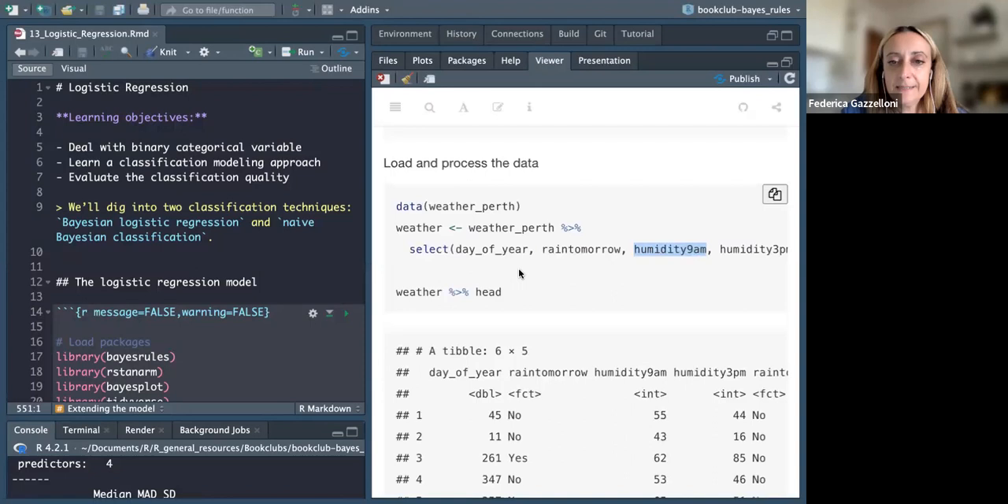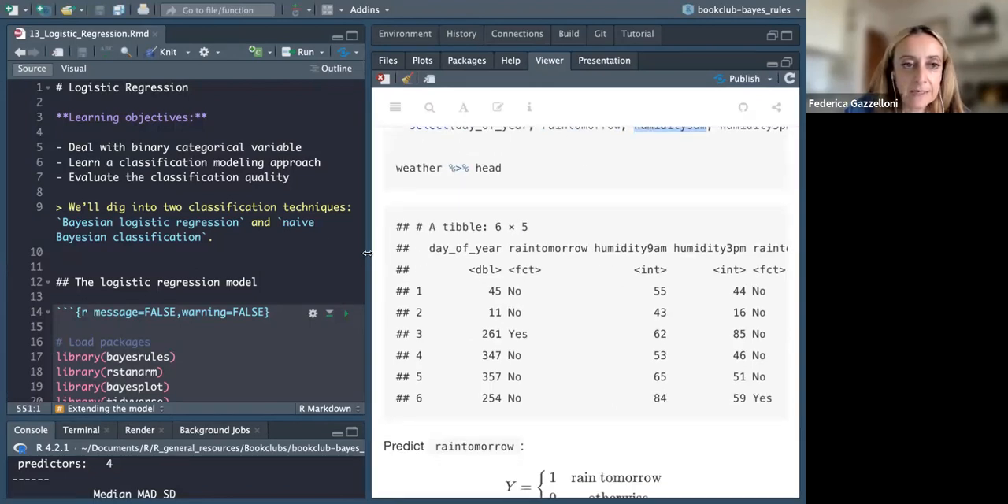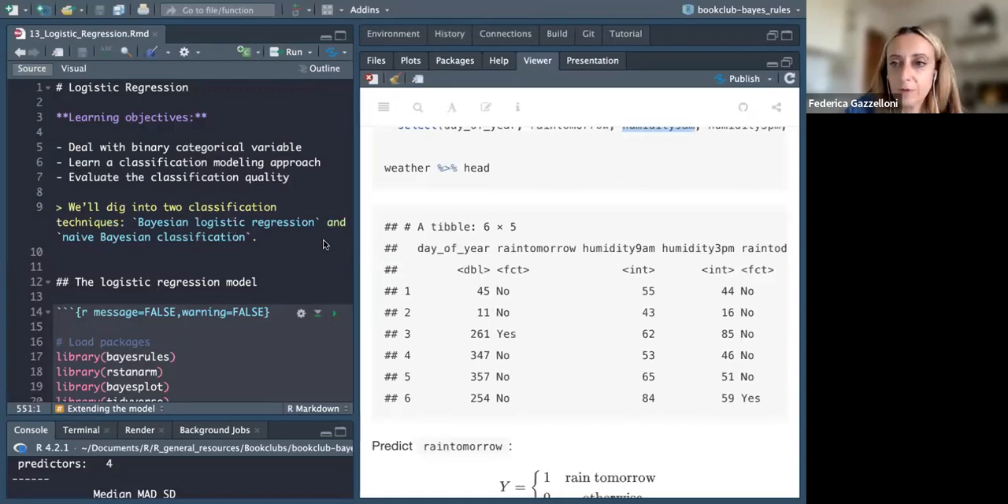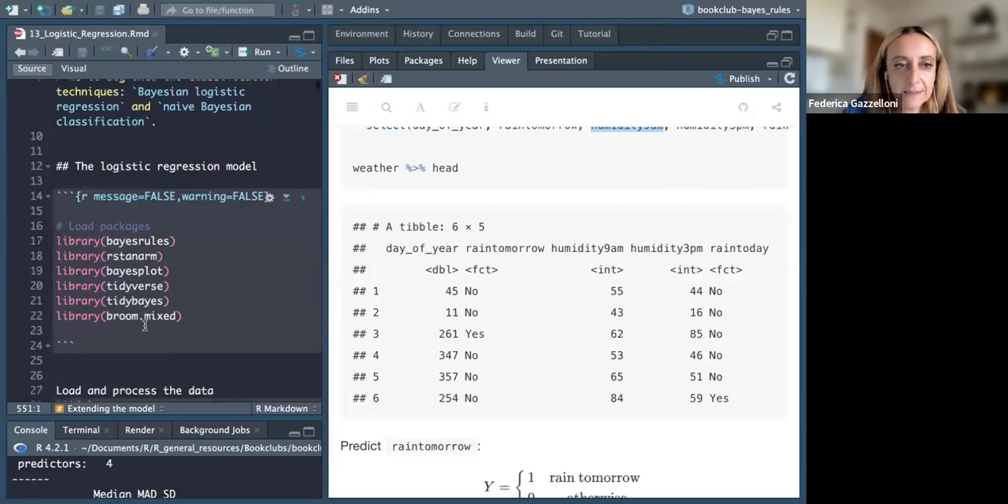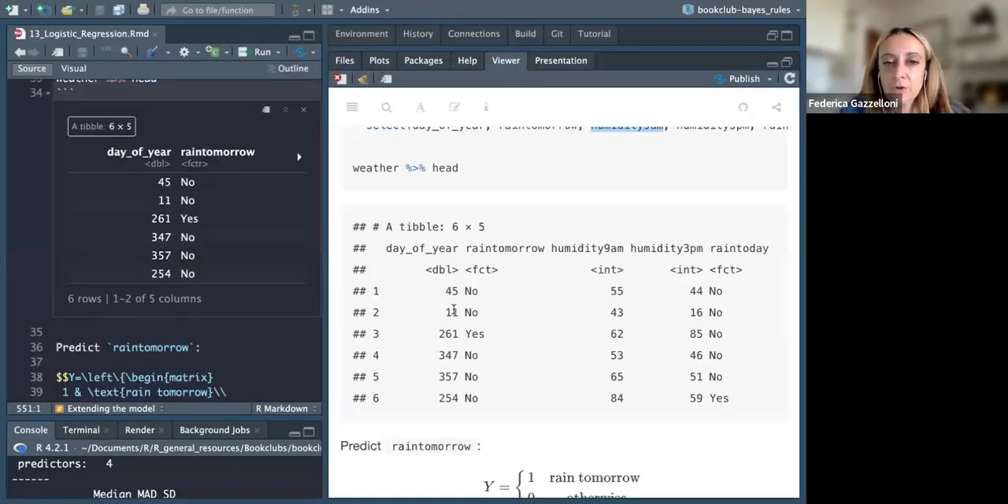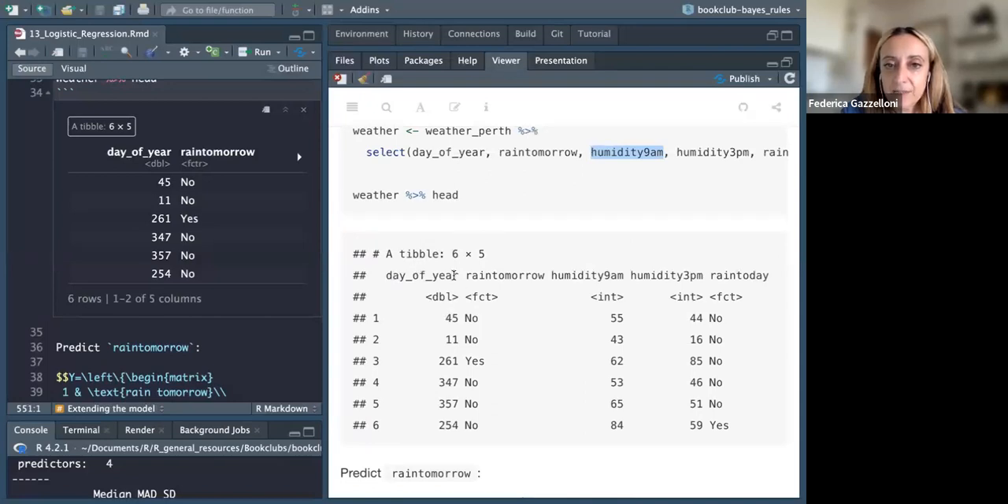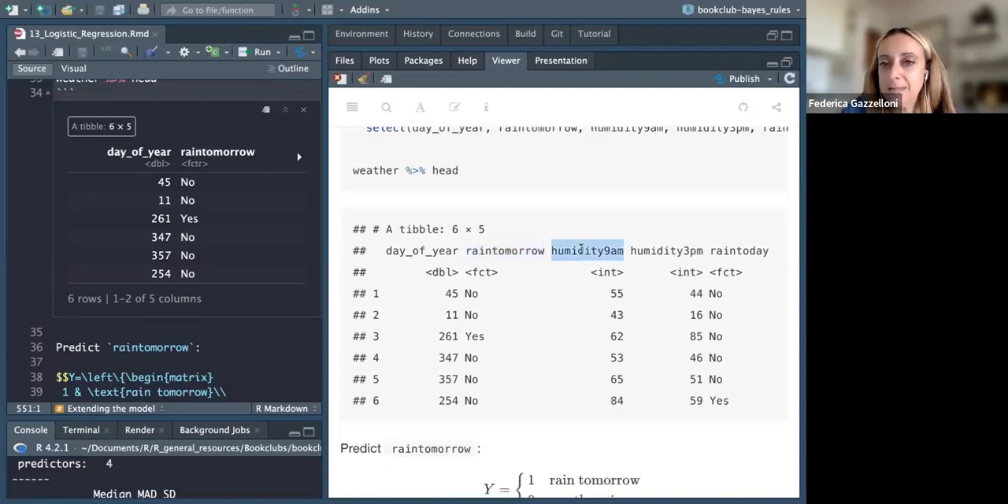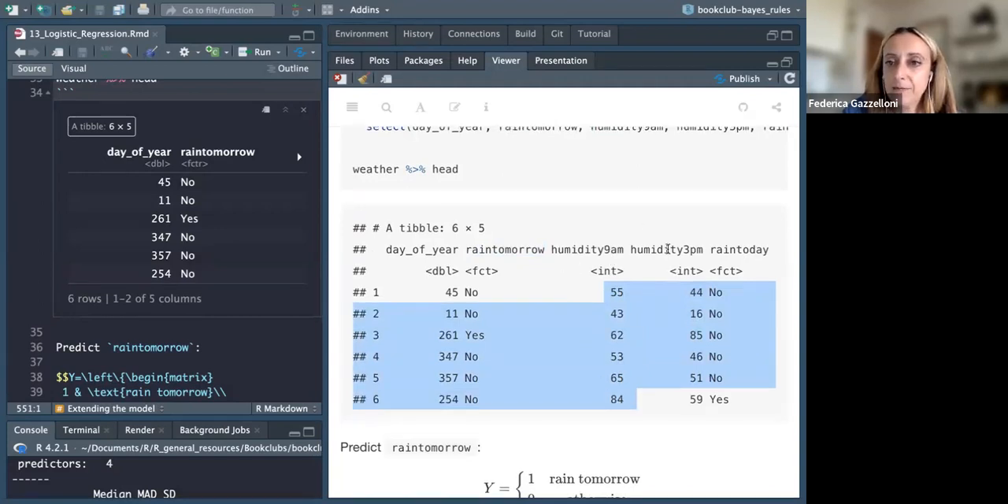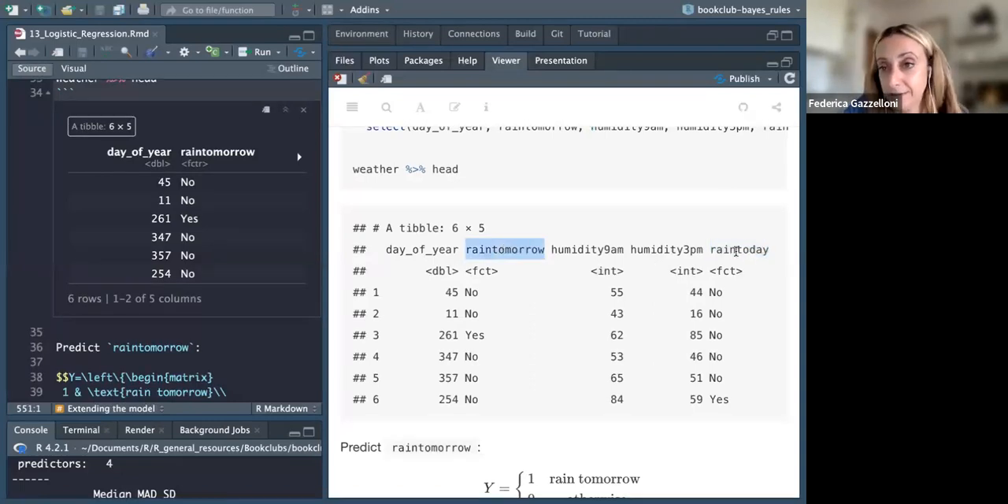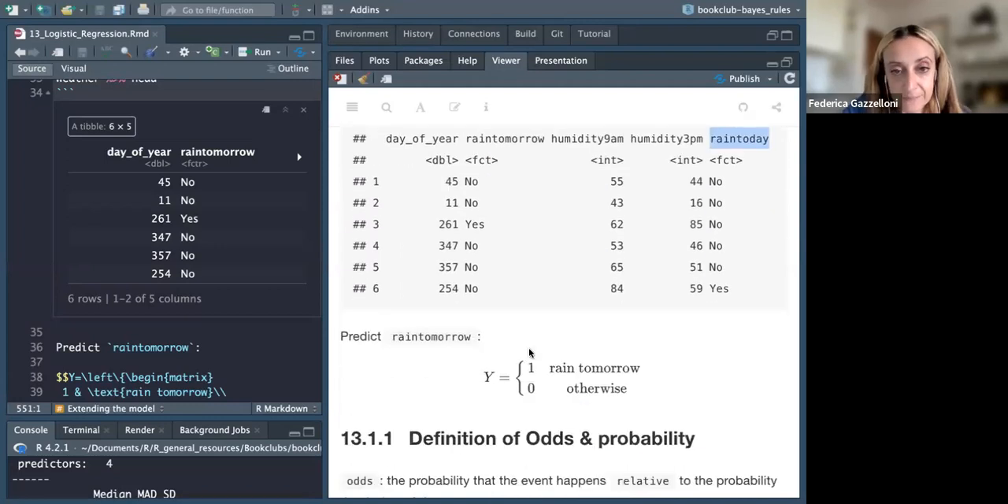Okay, so the data set, I don't know if you find it more comfortable here or in R, but basically it's just the same. So we have the day of the year. Rain tomorrow is a factor variable with no if it doesn't rain, and yes otherwise. Then humidity at 9 a.m., with some degree of humidity. Okay, and then we have the same other things. And we also have this rain today, so we can expand our analysis: will it be raining tomorrow, given that we had rain today.